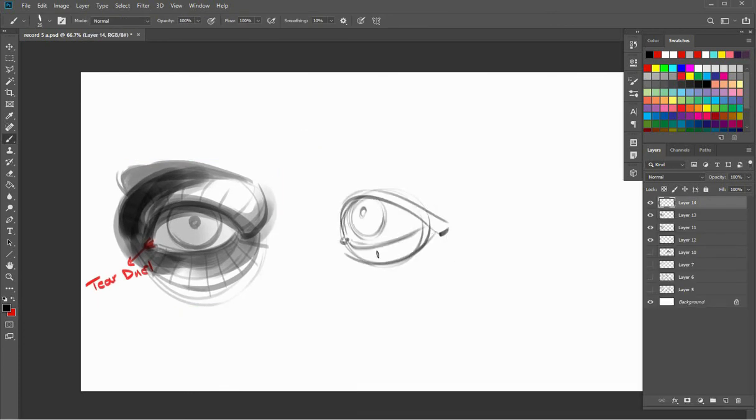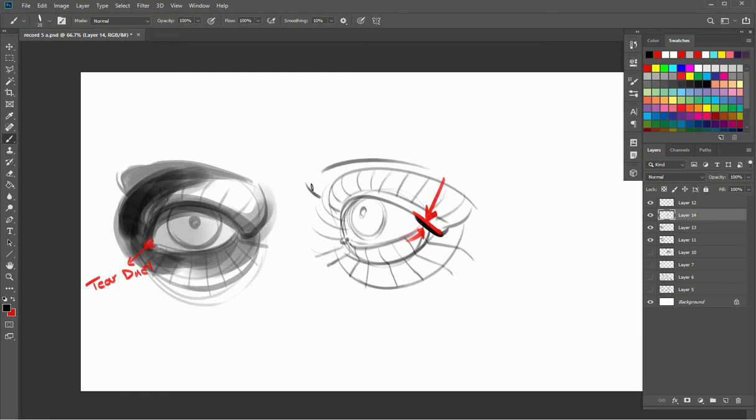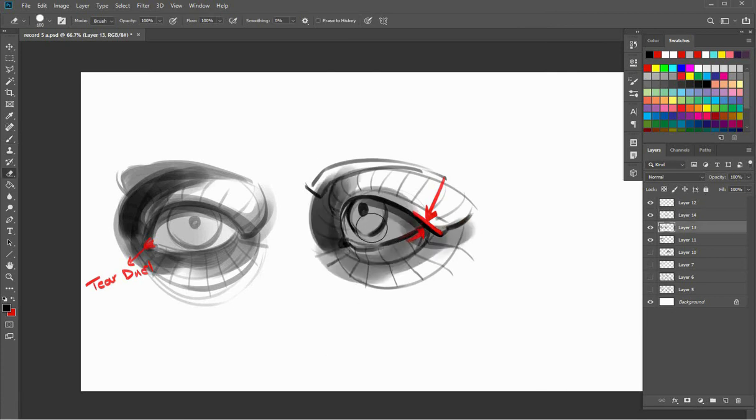Second, the upper eyelid is always over the lower eyelid. In elderly people, this is more visible because it's more intense. So remember, we always draw a line like this, downward, not upward.